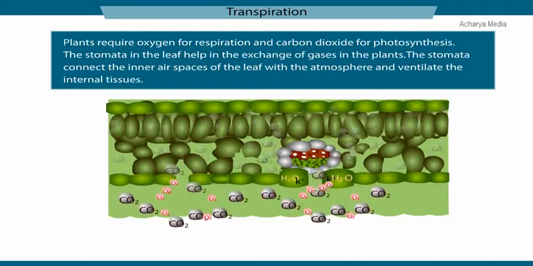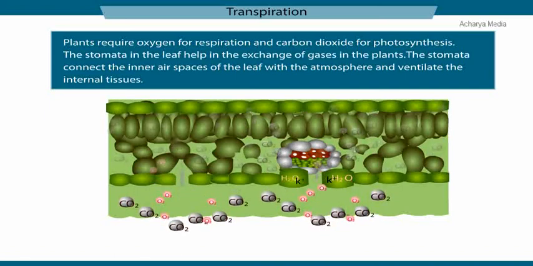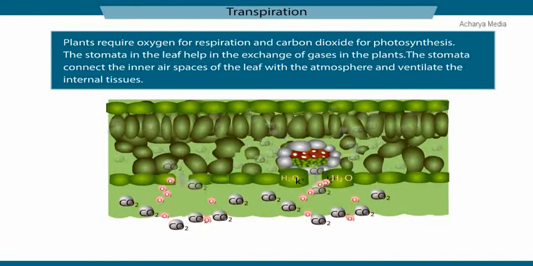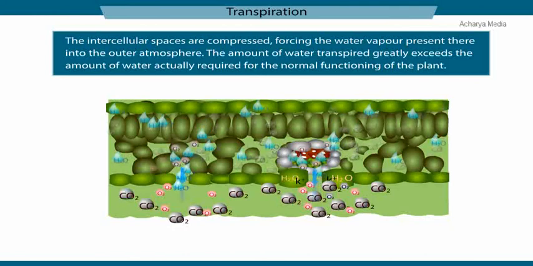The mechanism is like this. The stomata connects the inner space of the leaf to that of the atmosphere and ventilates the internal tissues. The movement of air into the leaf makes the intercellular spaces compressed, forcing the water vapor from the leaf to move out to the atmosphere. The amount of water that is transpired exceeds the amount of water required for the normal functioning of the plants.